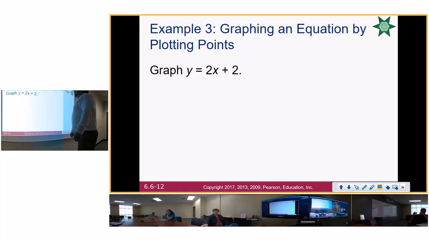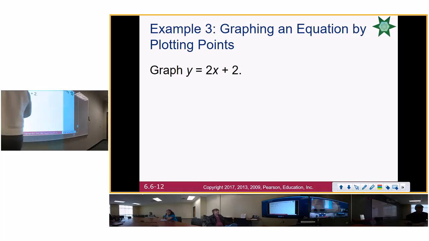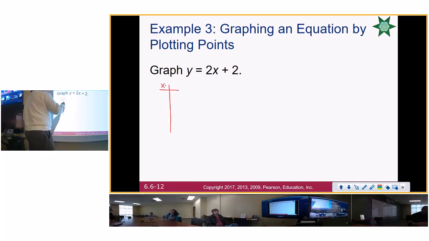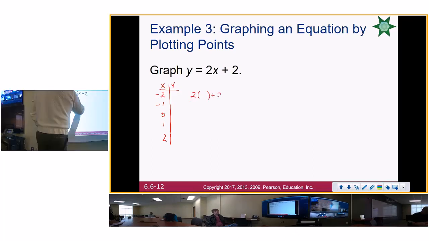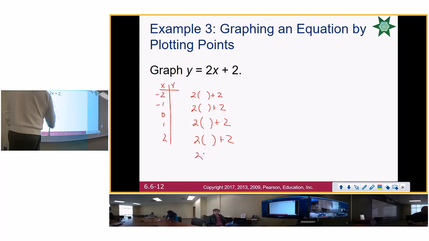So, I'm going to pick 5 points. It's already solved for y, so I'm going to pick 5 points. Always pick, 90% of the time, -2, -1, 0, 1, and 2. 2 parentheses plus 2. 2 parentheses plus 2. 2 parentheses plus 2.